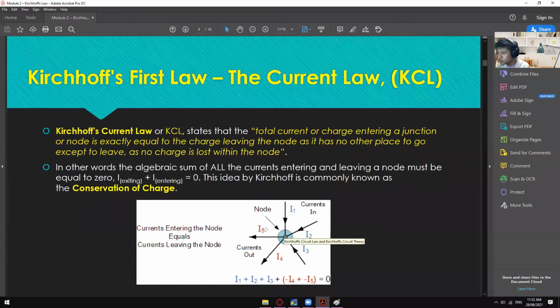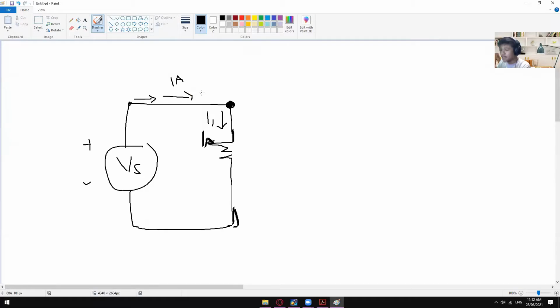Okay, and here's the equation when it comes to KCL. We just have a simple rule. If it's entering a node, we have a positive sign. If it's leaving a node, then we have a negative sign. So if you take a look at this one, let's say we have your 1 amp right here. That's entering, so that's positive 1 ampere.